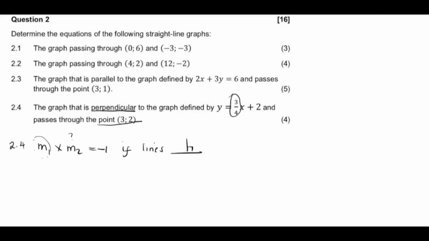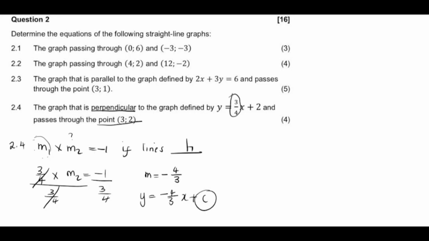All right, let's substitute the gradient of the first line in our equation, which is 3 over 4 times m2 is equal to negative 1, and we divide by 3 over 4 on both sides. That means m2, you can just type that into the calculator, is going to be equal to negative 4 over 3. That means our equation is now y is equal to negative 4 over 3x plus c.